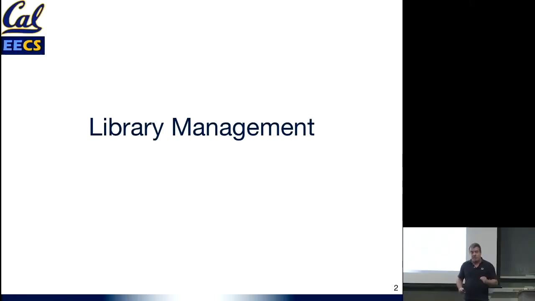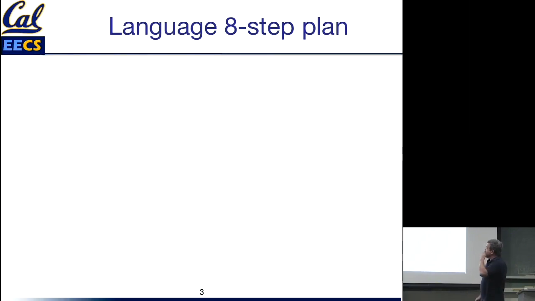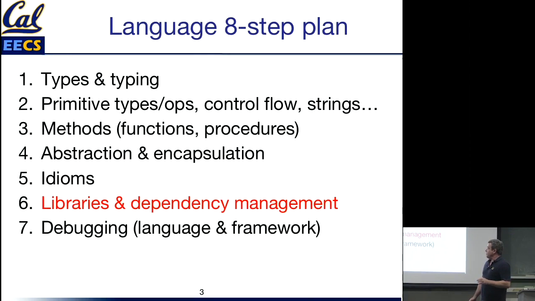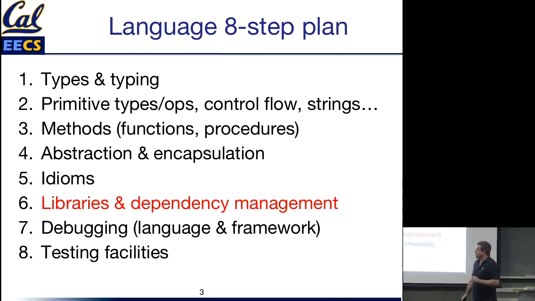So library management, this is one of the things that really has changed quite a bit in the last sort of 15, 20 years. If you remember, when we started the class, I had this magic 8-step plan for learning a language and framework. Step number 6 is understanding how the language and framework manage their libraries. So what libraries are available, and how do you manage the dependencies of your app on those libraries?